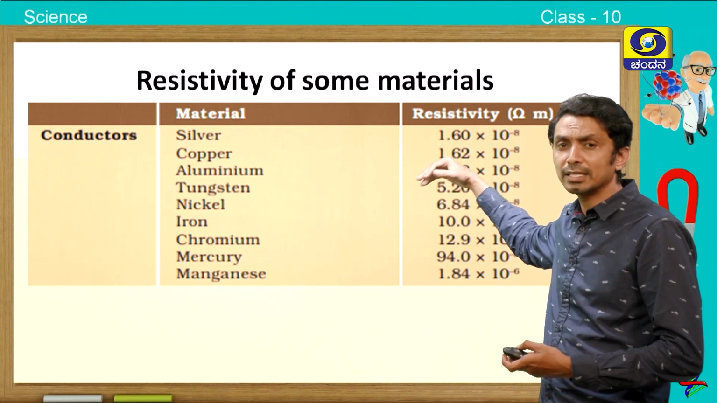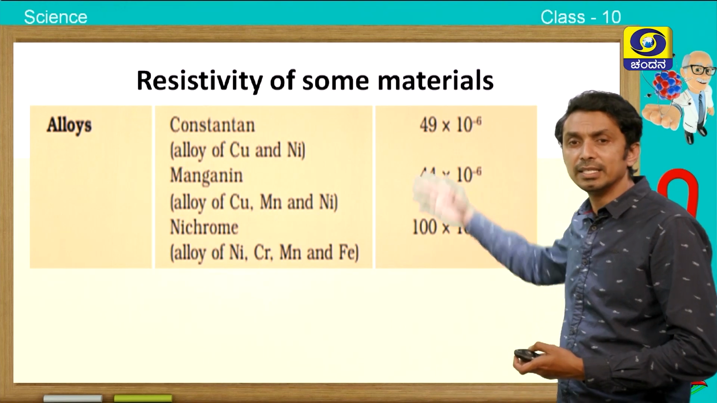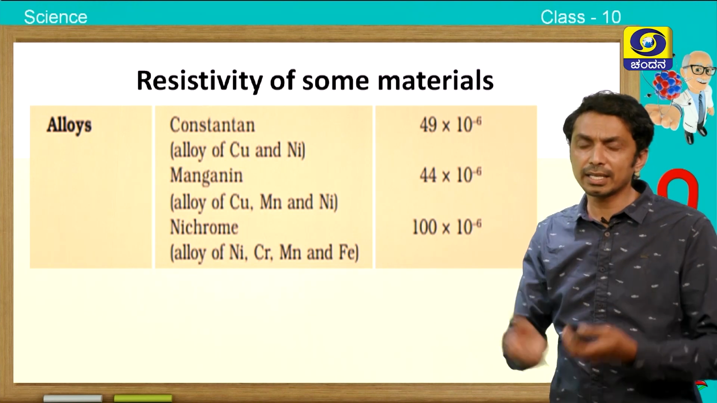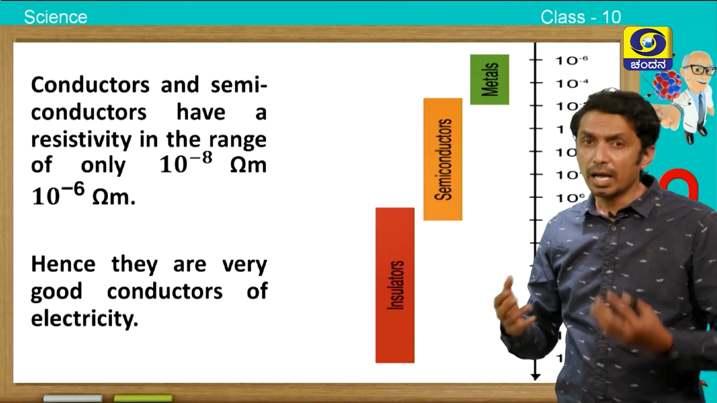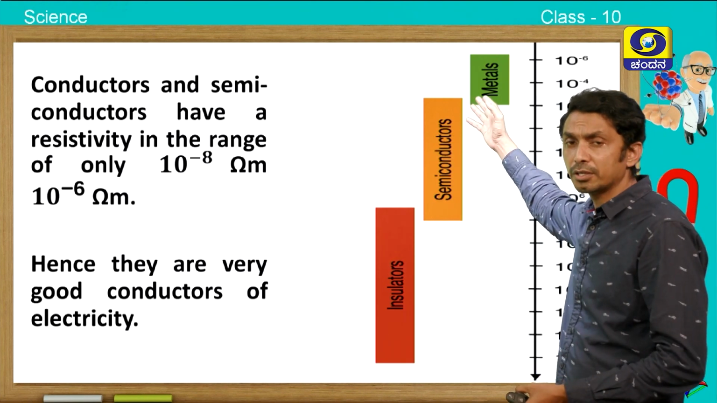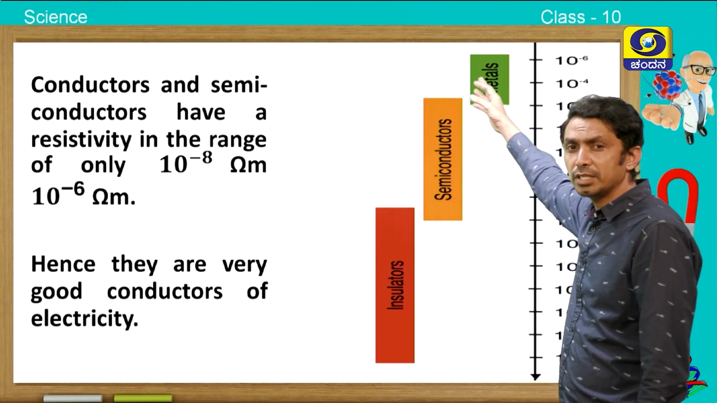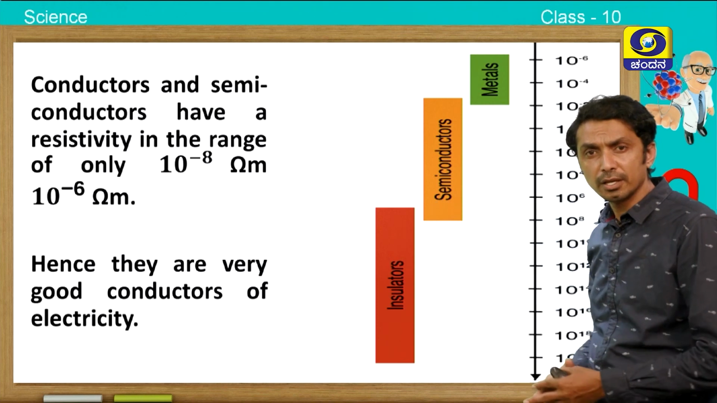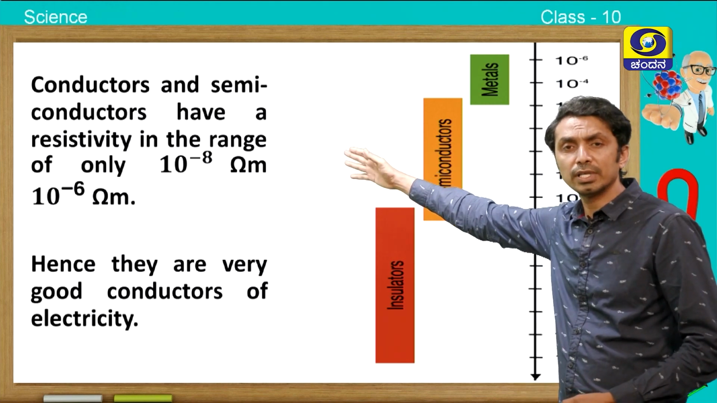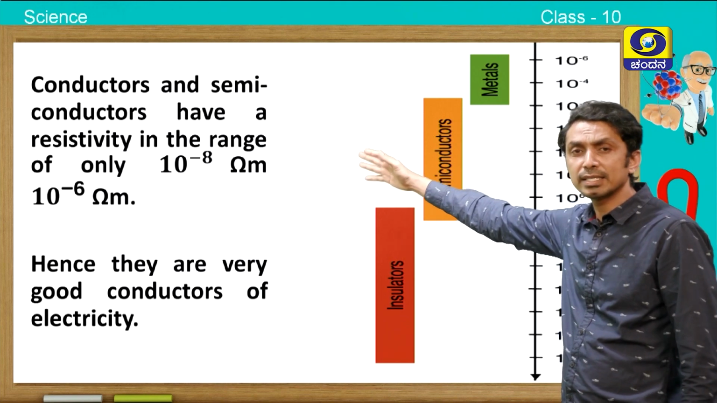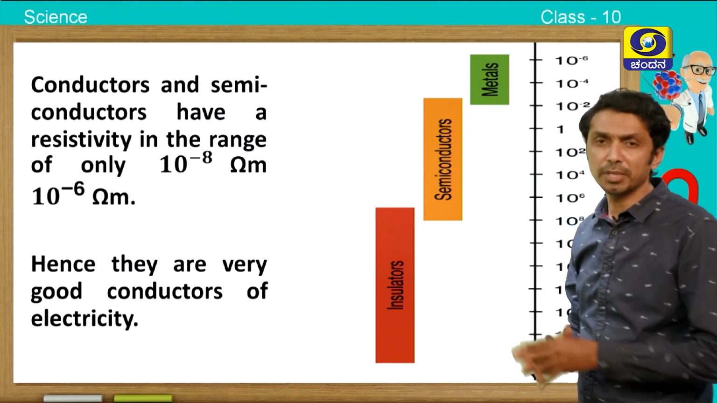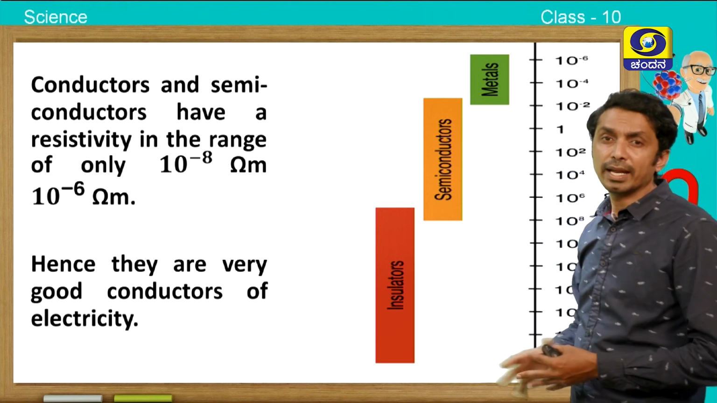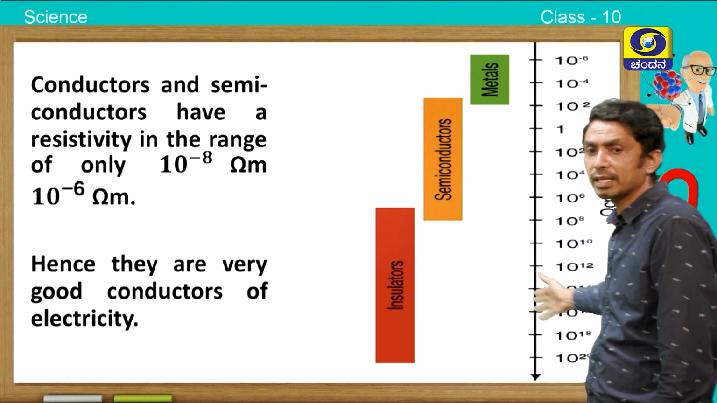That is why conductors allow more electric current than these alloys. So we can say alloys have a little bit higher resistance than conductors. As you can see, children, here there is a chart showing electrical resistivity of metals and insulators, and also in between there are semiconductors. So conductors and semiconductors have the resistivity in the range of 10 to the power of minus 8 ohm meter to 10 to the power of minus 6 ohm meter, which is very less. That means less resistivity means more electric current, whereas the insulators have a very higher electrical resistivity.